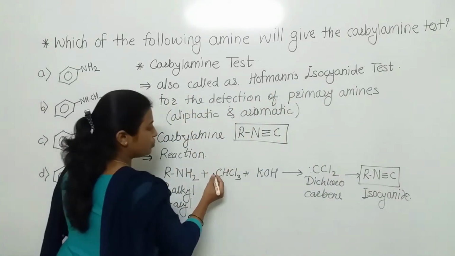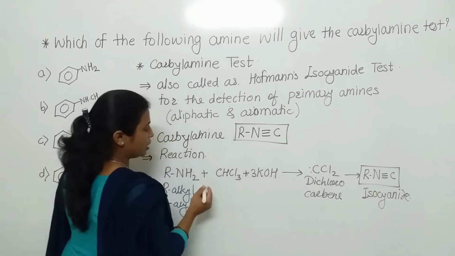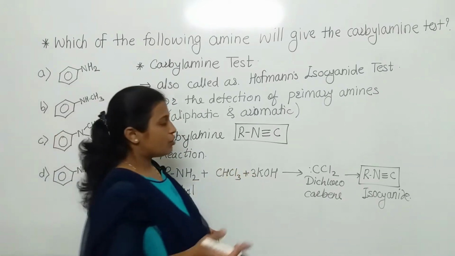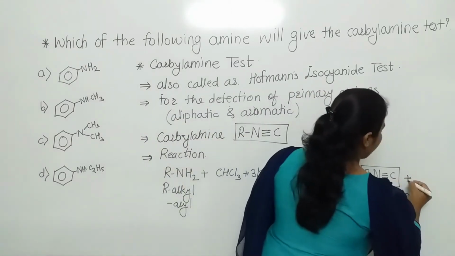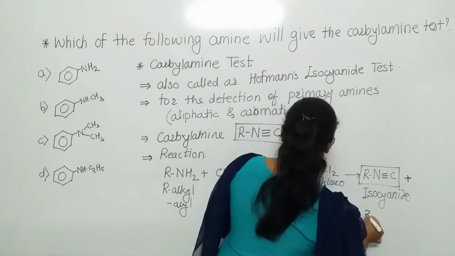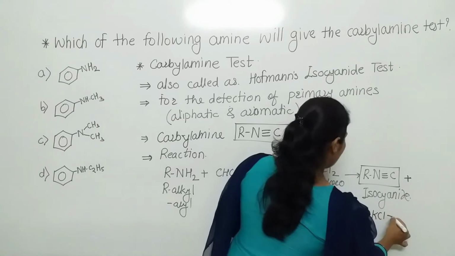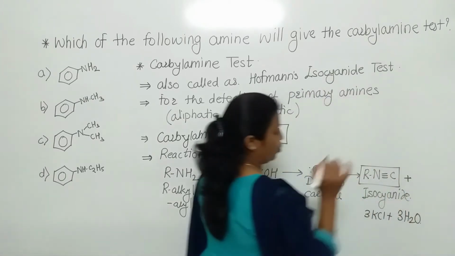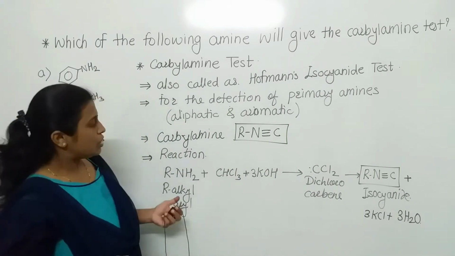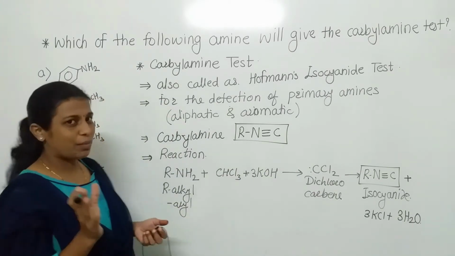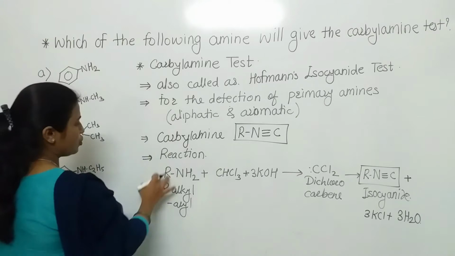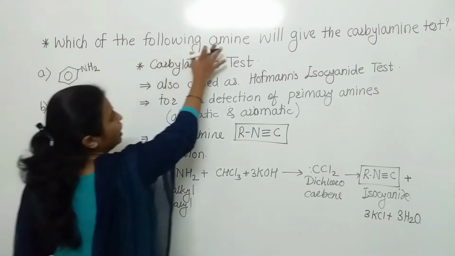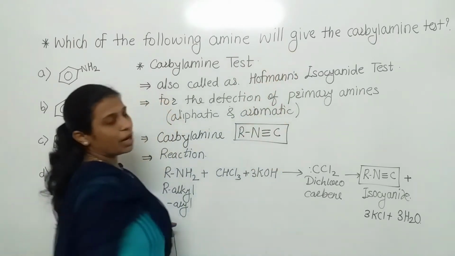Here we have to use 3 moles of KOH, and we get the isocyanide. Along with that, the side products will be 3 moles of KCl plus 3 moles of H2O. Now what is the mechanism? But first, if we look at the question, it is based on this point only. What is that question? Which of the following amines will give the carbylamine test?